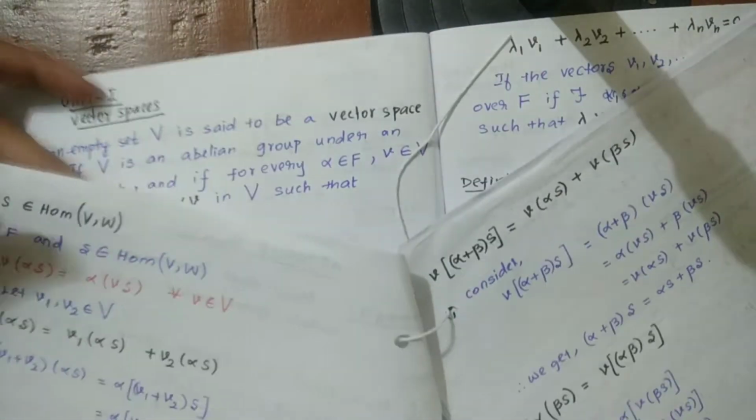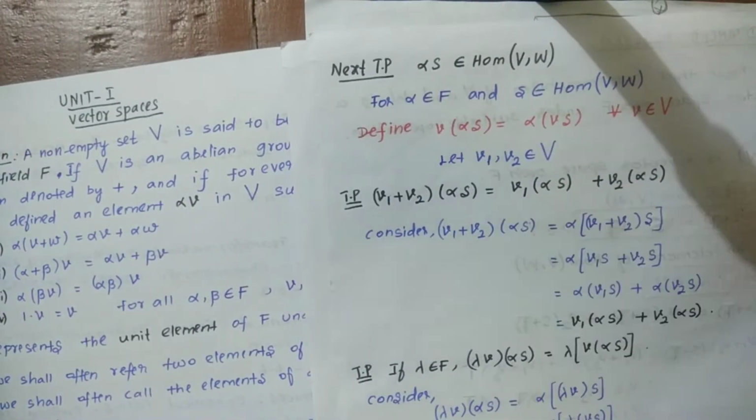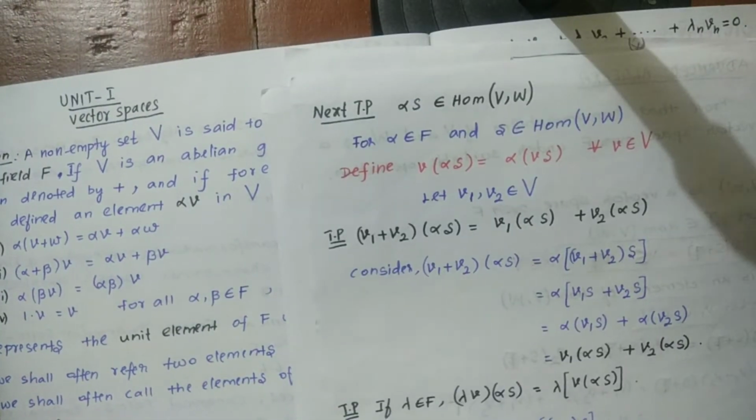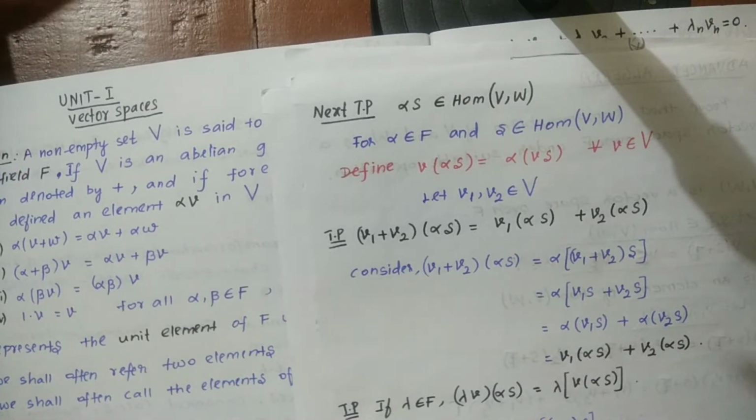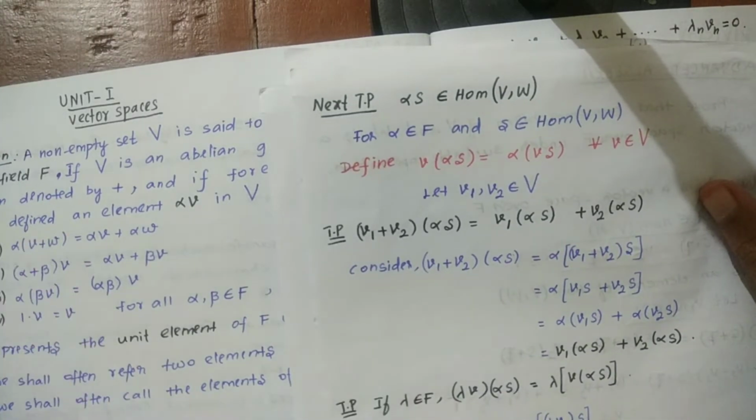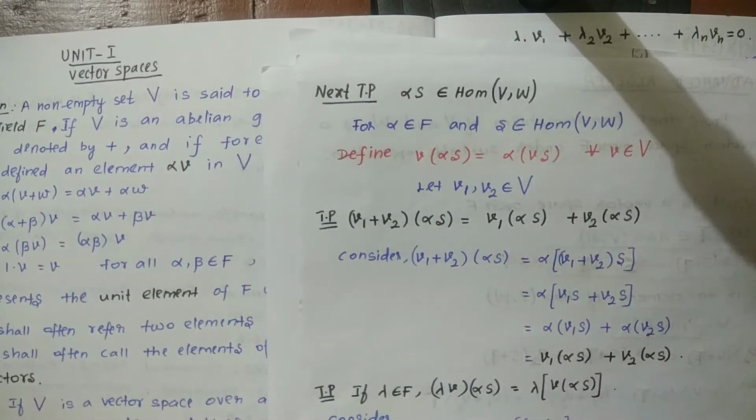Okay. Next what we are doing is, you are going to use alpha s when proving the condition for vector space. In the conditions of the vector space, you will have alpha s. So before proving that homomorphism of v comma w is a vector space, you have to show this alpha s is also an element of homomorphism of v comma w.